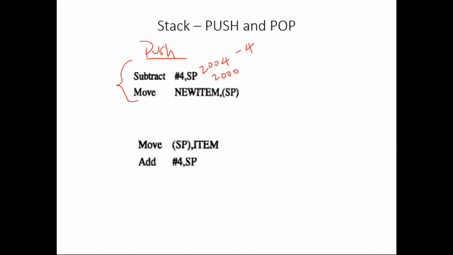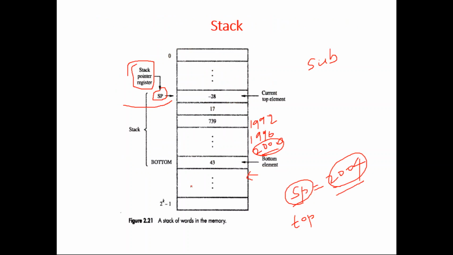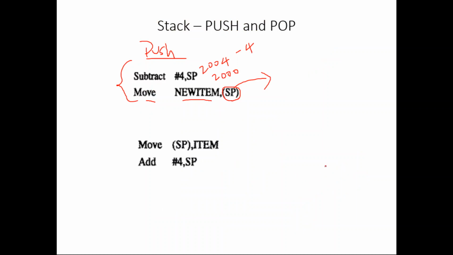Now if you have an item, you can just do MOVE new item, comma, stack pointer. Wherever the stack pointer is pointing, that is 2000, to that location the new item will be placed. If the new item is 55, then this 43 will be overwritten by 55. So when the stack is empty, it was 2004. Before pushing, decrement and then push. Once again, if you want to push, decrement again and push, like that. Fine. So this is the logic for push.